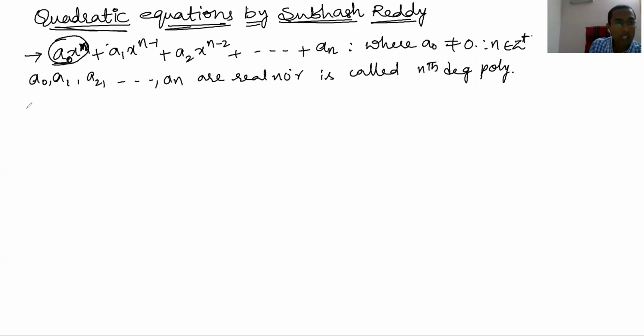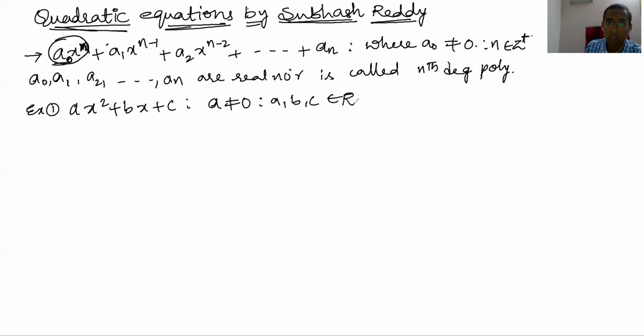So now let's take specific degrees. You learned in 10th grade that a third degree polynomial is called a cubic polynomial. A second degree polynomial is ax² + bx + c, where a is not equal to 0 and a, b, c are real numbers. So this is what we call a quadratic expression, or a second degree polynomial.